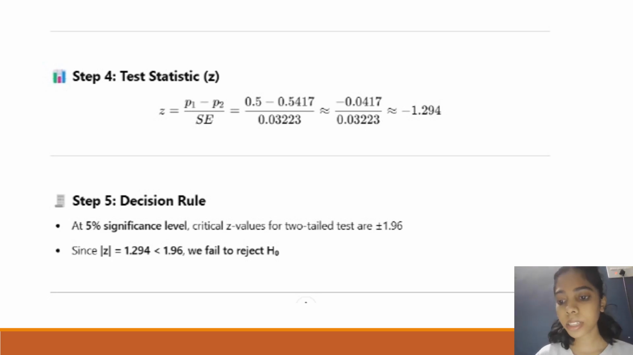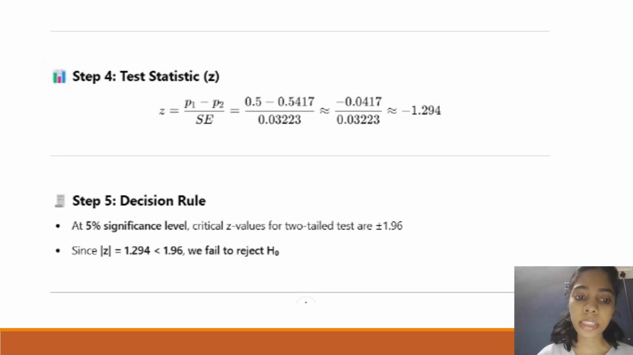And the next step is the test statistic, which is referred to by Z. Z equals P1 minus P2 by SE, the standard error from the previous step, equals 0.5 minus 0.5417 by 0.03223, which after calculation we get approximately minus 1.294.